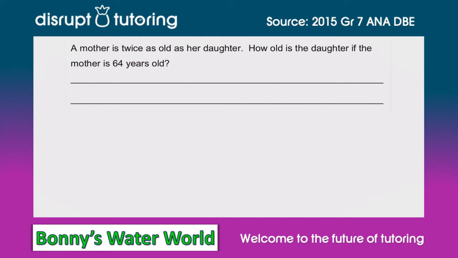Now, a mother is twice as old as her daughter. How old is the daughter if the mother is 64 years old? Now, the very important keyword in this question is this twice. Now, what does twice mean?